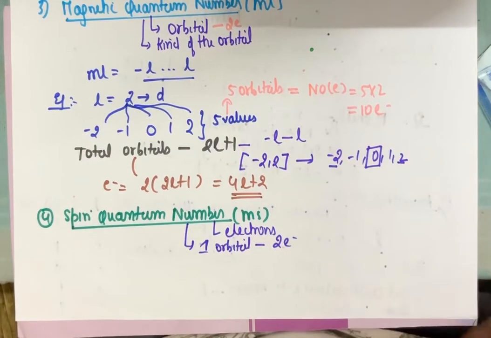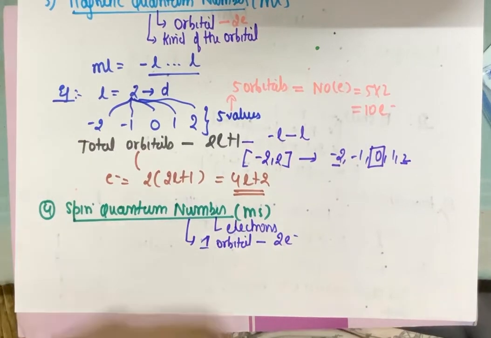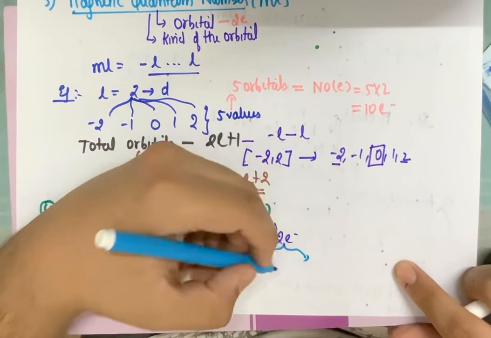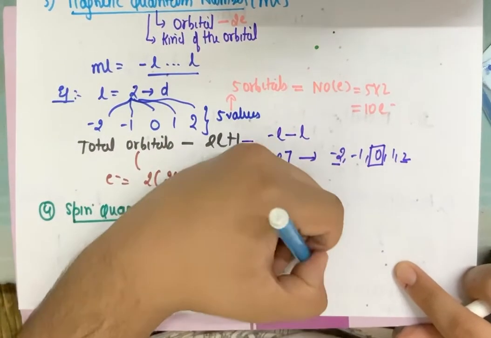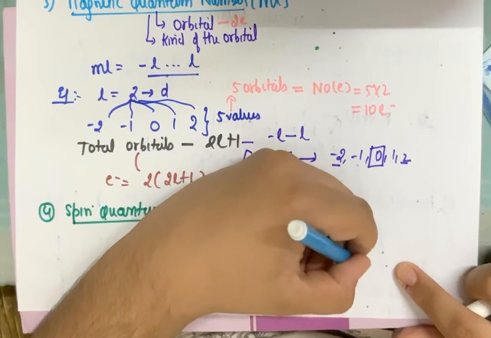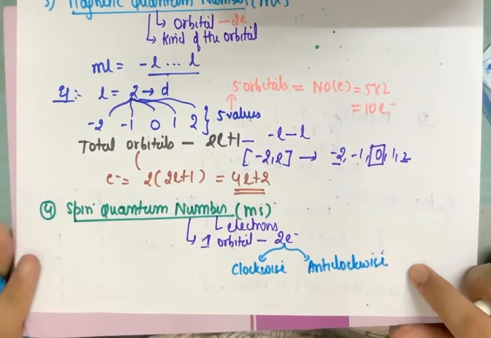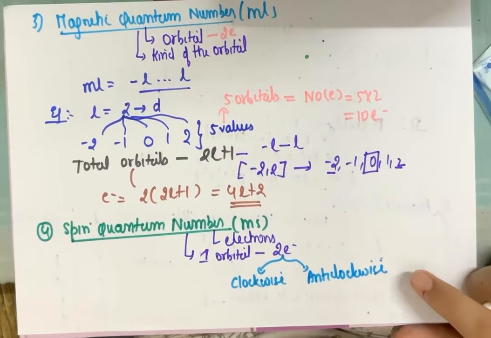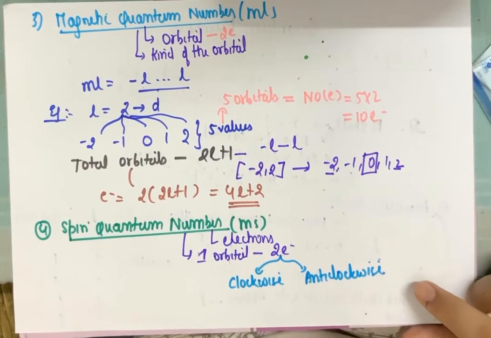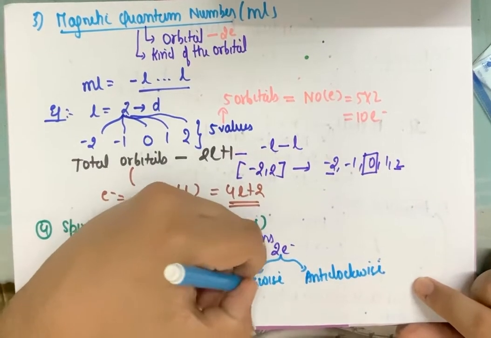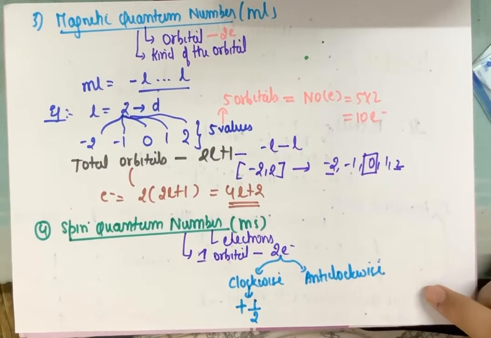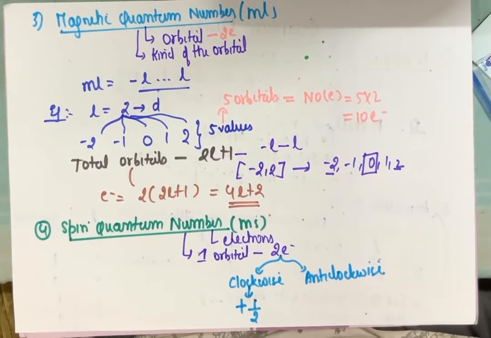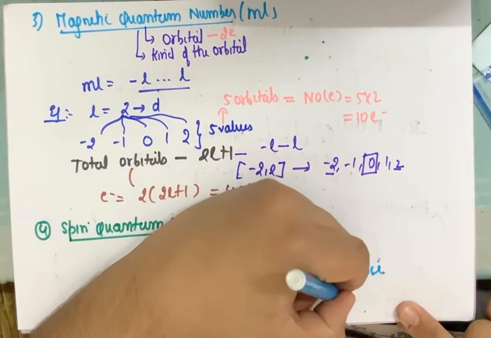So spin quantum number will help us give a value to the 2 electrons, so that we can differentiate them in the same orbital. Spin says that out of these 2 electrons in an orbital, one has a clockwise spin and one has, spin means rotation, anti-clockwise. Spin says that an electron can rotate clockwise or anti-clockwise. This is how both the electrons will be different. If it rotates clockwise, its value will be plus half. And if it is moving anti-clockwise, it will get the value of minus half.